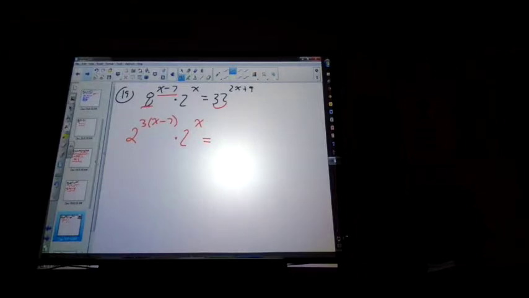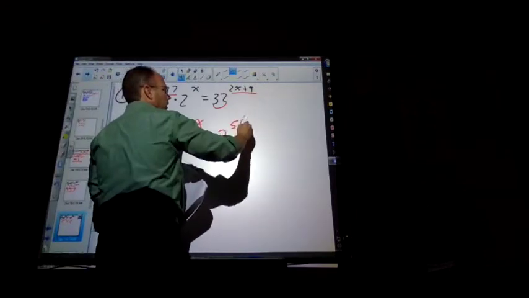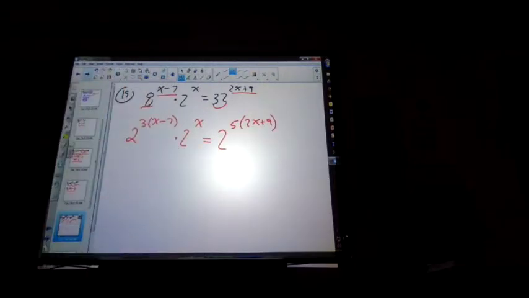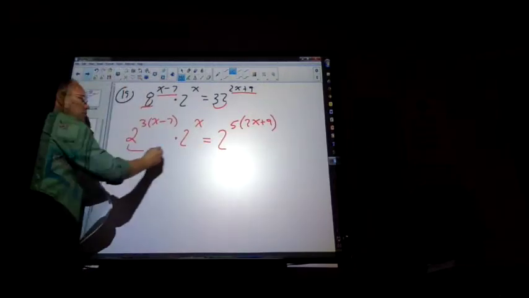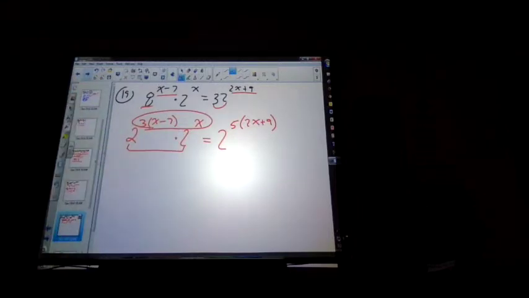2 to the 5th, because 2, 4, 8, 16, 32. So 2 to the 5th power is the same as 32. That has to do with this exponent. Like bases being multiplied together, what happens to the exponents?